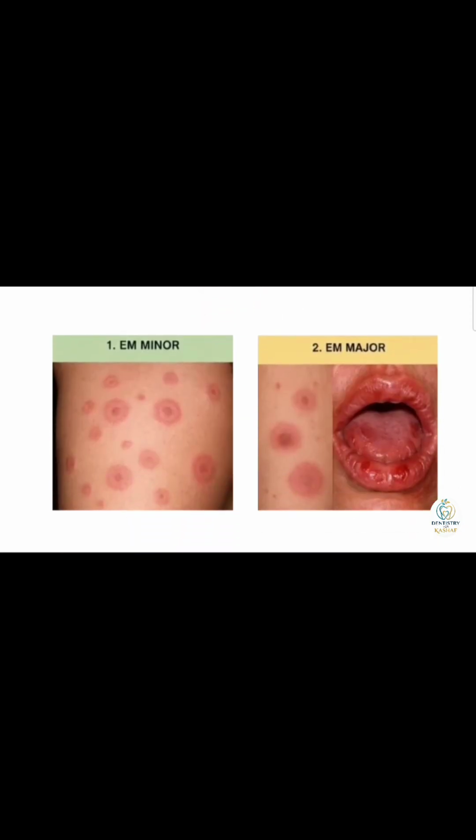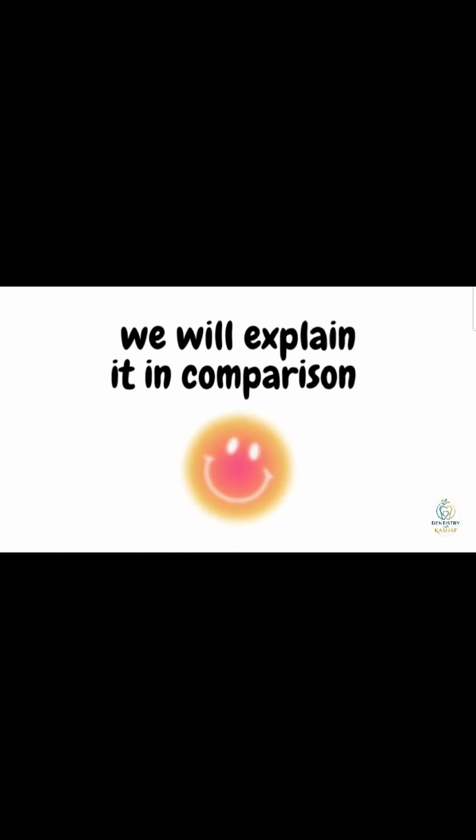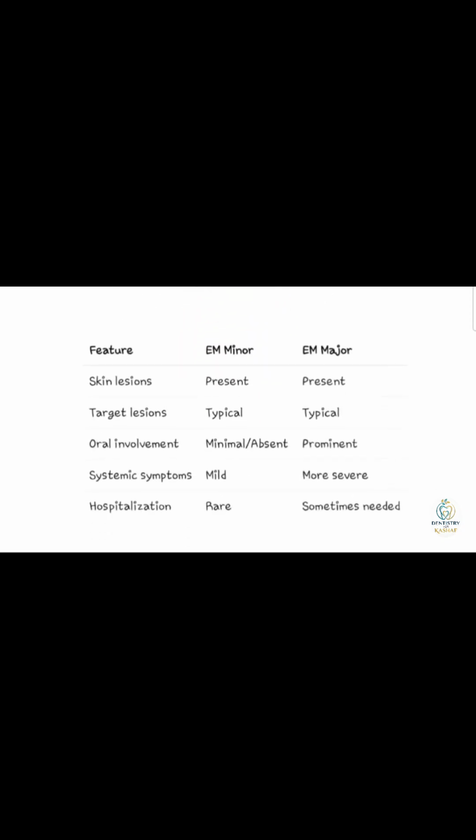This condition does have two types. One is a minor form and the other is a major form. And what are the basic differences? We will explain it in a comparison. In the minor and major types, both have skin lesions present, target lesions both have present, but oral involvement is mostly prominent in the major form. In the minor form, it may be present or maybe not. And regarding systemic symptoms, we know that erythema multiforme minor is a mild condition, so systemic symptoms are very mild in the minor form. In the major form, they may be more severe, and even a patient will need some hospitalization, while the minor form rarely needs any hospitalization.